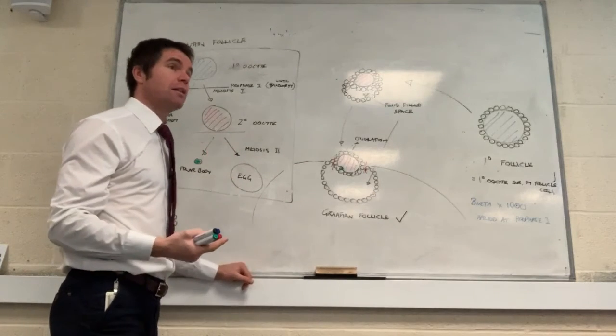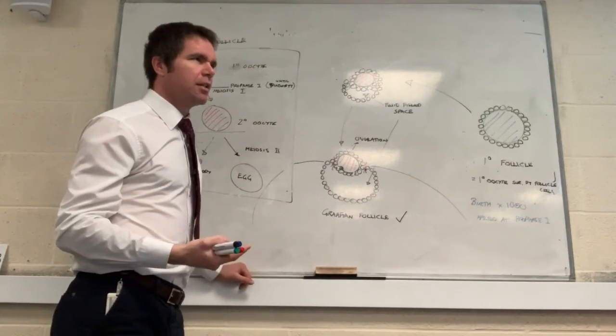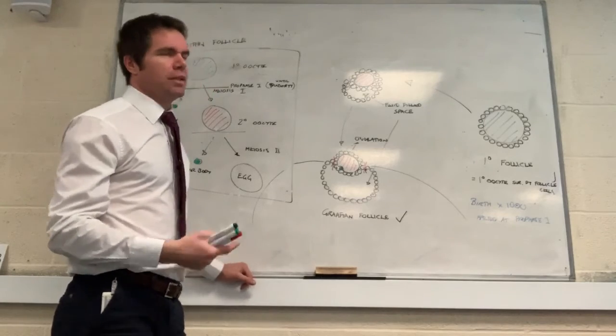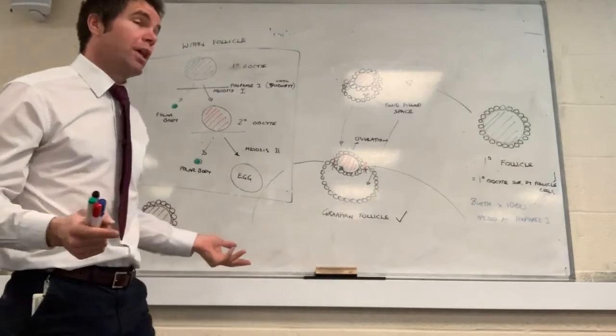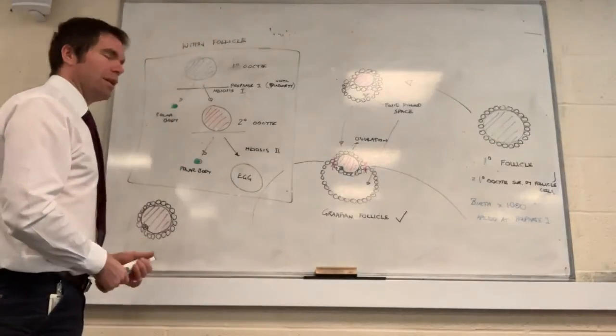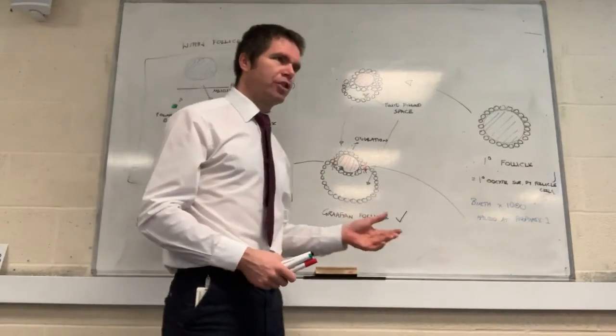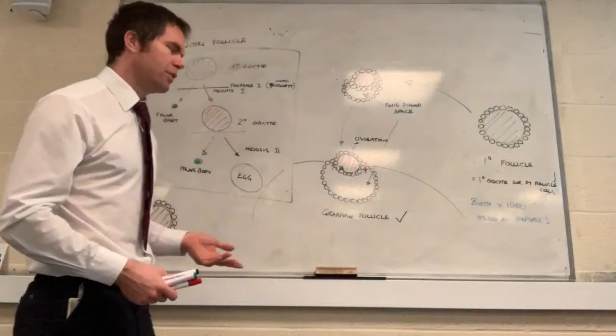So you never actually produce any eggs. And that's an odd idea, because we think, oh, surely the idea is you release an egg each month. Well, we're completely wrong with that. No, it's a secondary oocyte.